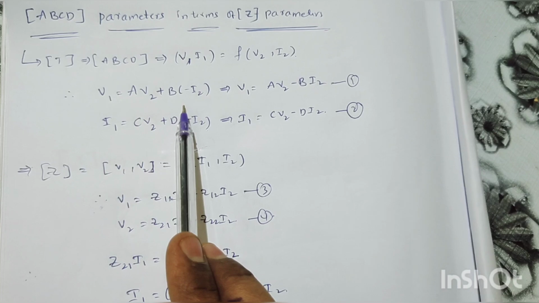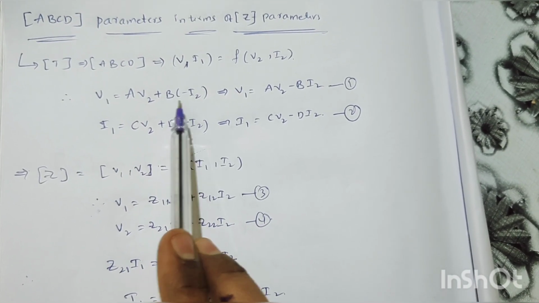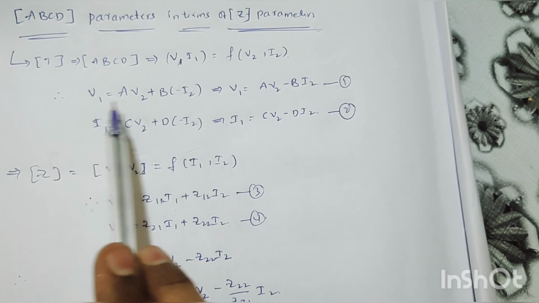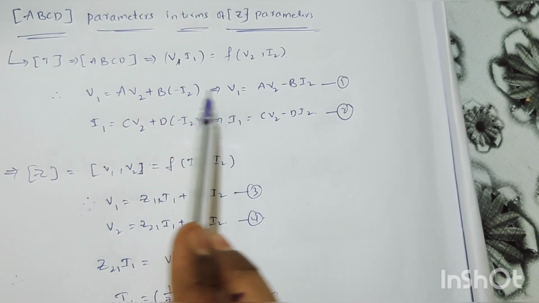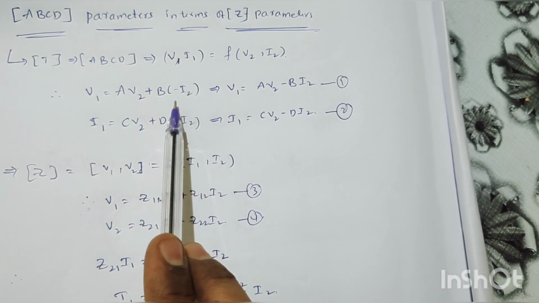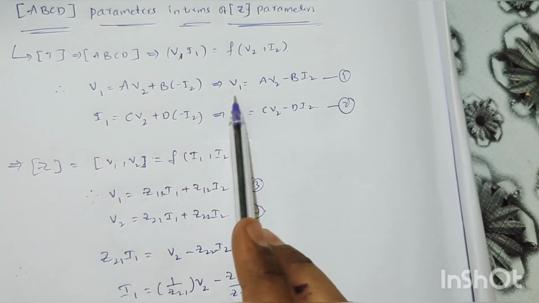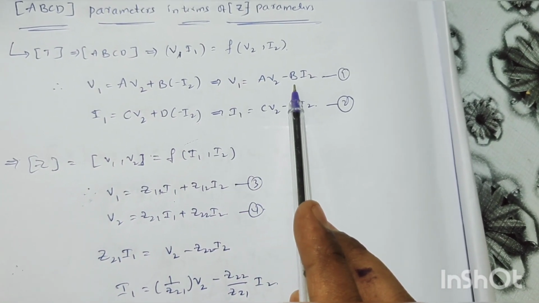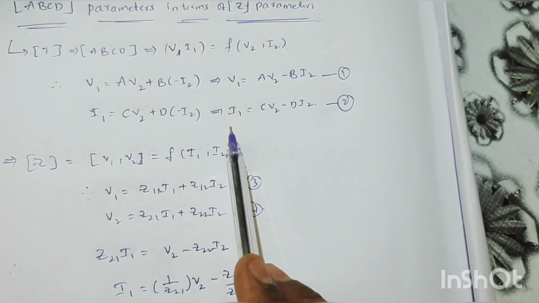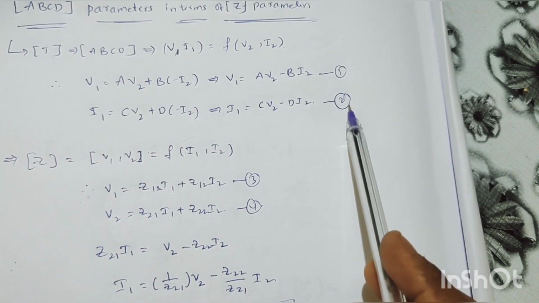Here, why we are taking this minus: with respect to the transmission, from port 1 the current is going into the two-port network. So in the two-port network, I2 is going in the reverse direction. It is opposite to the I1 current. That's why we are taking it as minus of I2. Therefore we can take V1 is equal to A into V2 minus B into I2. Similarly, I1 is equal to C into V2 minus D into I2. Make these equation numbers 1 and 2.